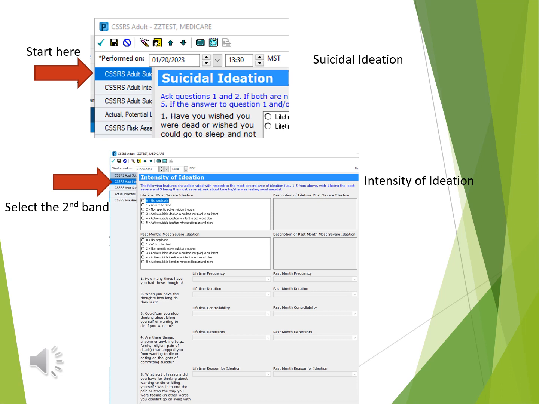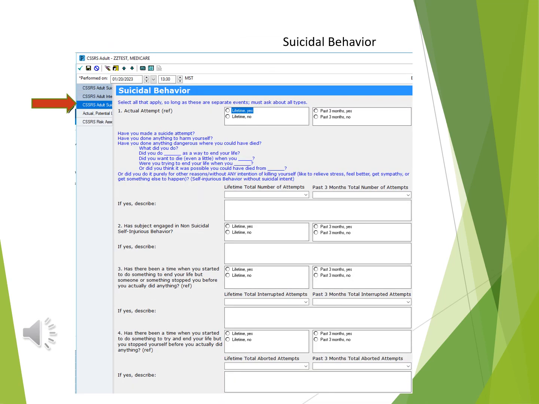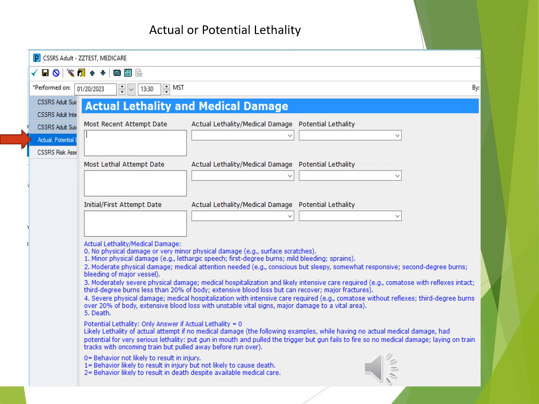After retrieving the full version of the SSRS from ad hoc, start with the first band seen here. This is similar to the screener used in the ED. Answer the questions and move on to the second band, which is intensity of ideation. In the third band, you will address suicidal behavior. In band number 4, this will address the actual or potential lethality of their situation.